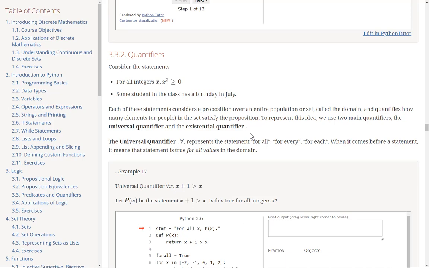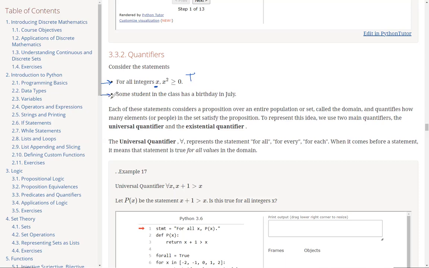Okay, so consider these two statements. First of all, we have the statement for all integers x squared is greater than or equal to 0. Now think about that. That's saying no matter what integer value I plug in for x, x squared will be greater than or equal to 0. Well, that's going to be a true statement, right? Because no matter what x is, x can be anything, right?